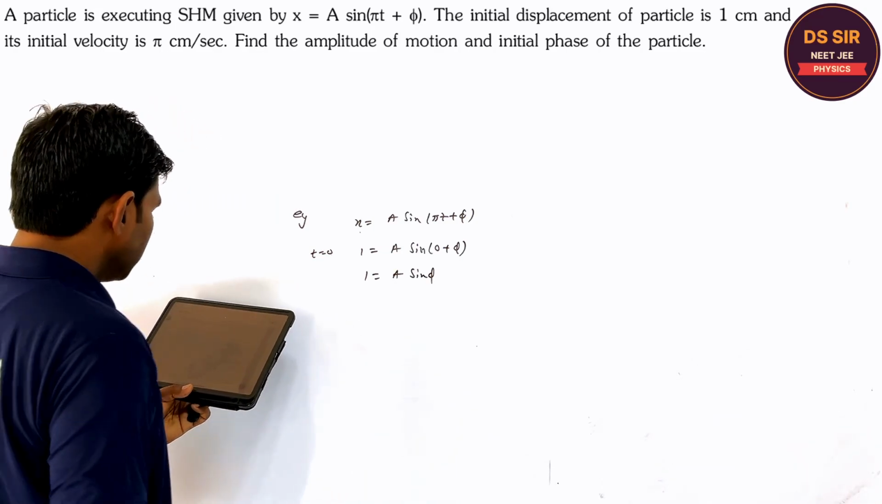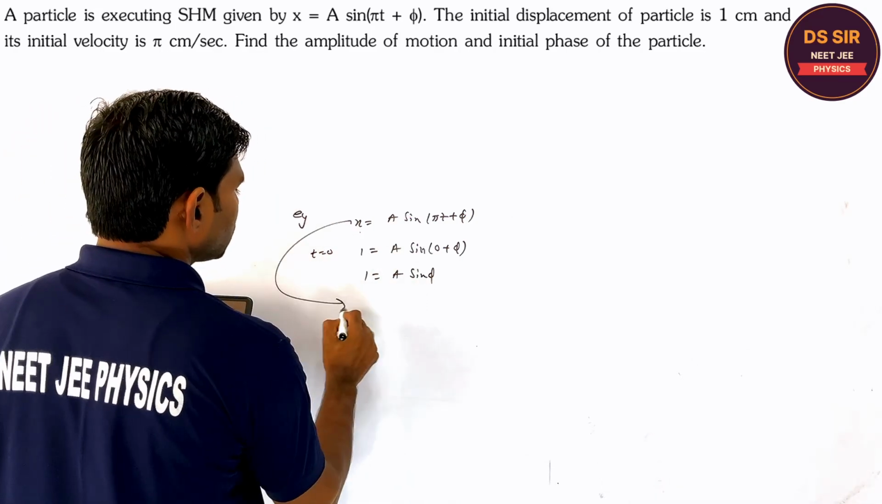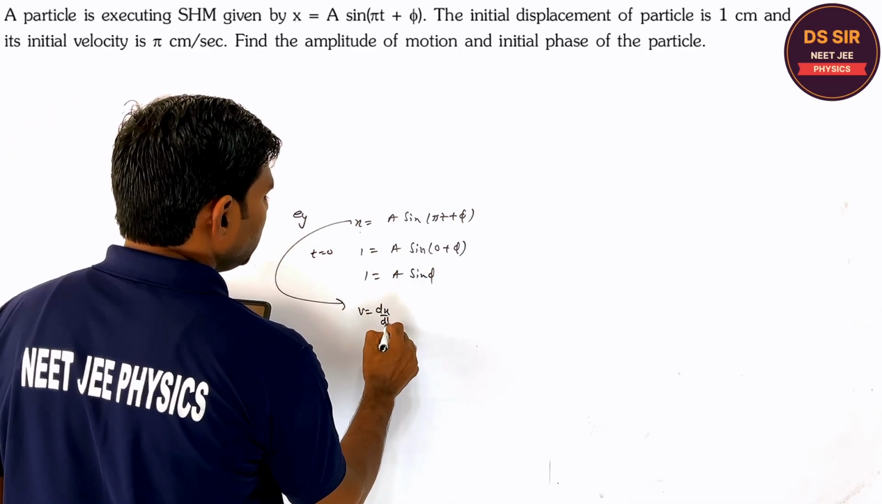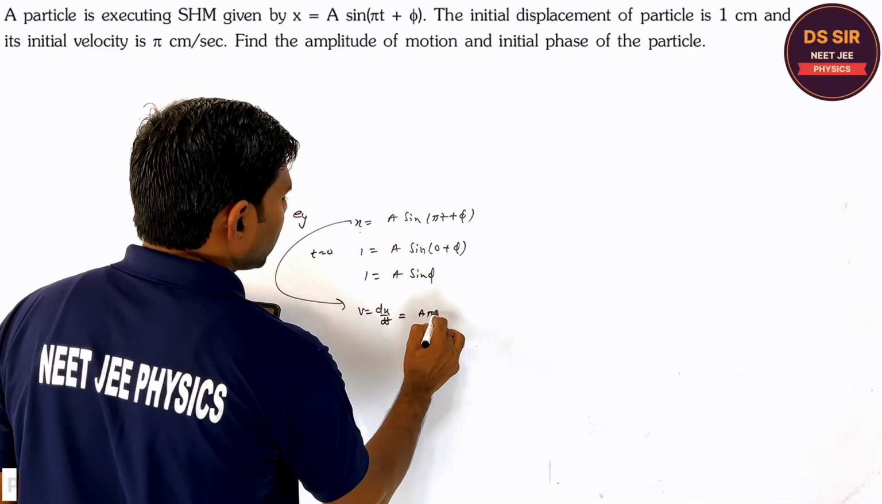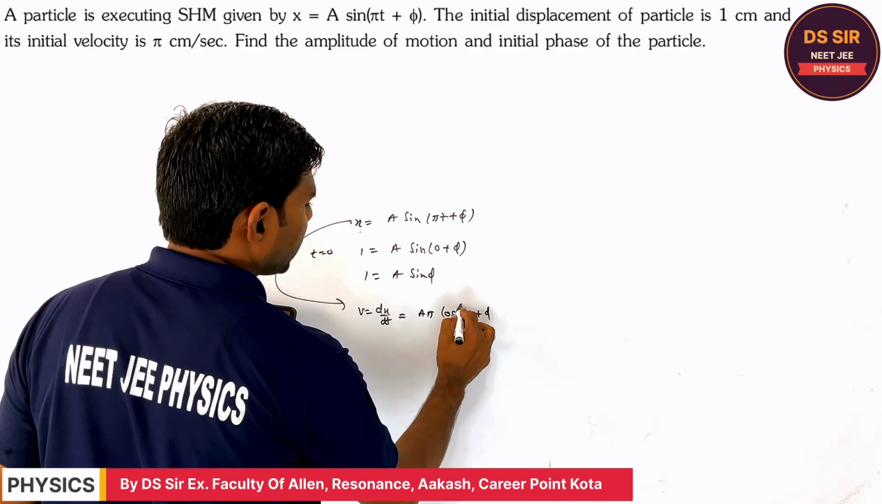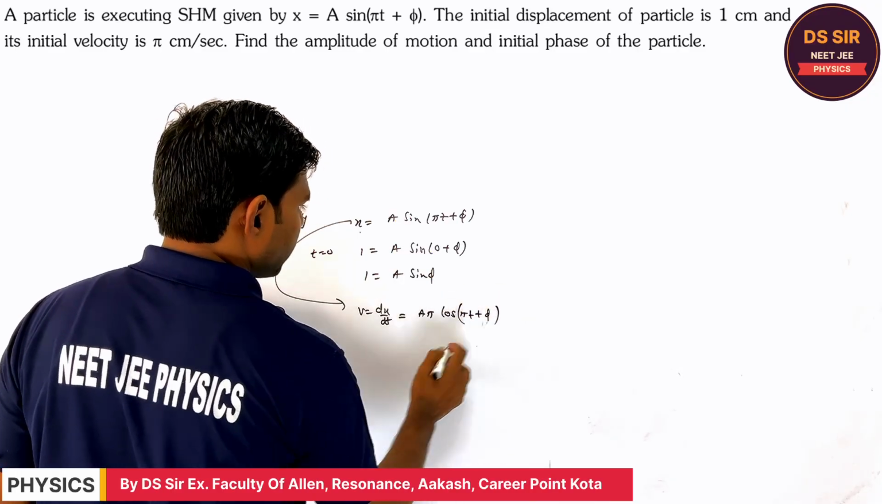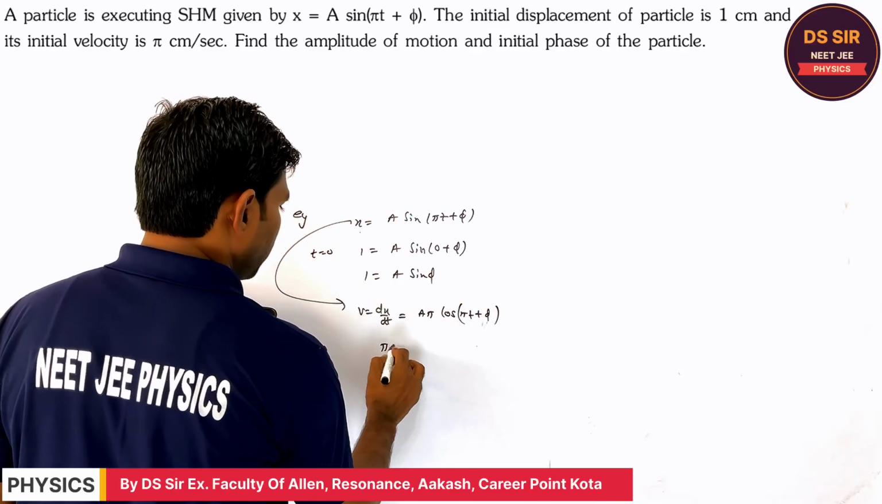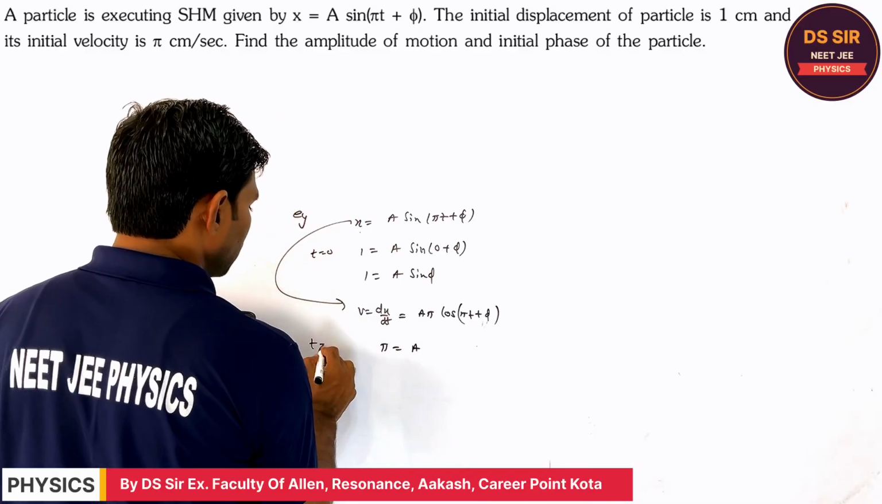The other thing, the initial velocity. How to find the velocity? Say by dx upon dt is equal to a pi. If you differentiate, it is cos pi t plus phi. Right? So the initial velocity pi is equal to a pi cos phi at t is equal to 0.